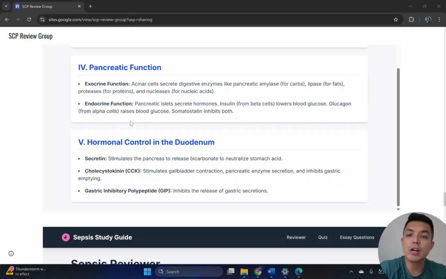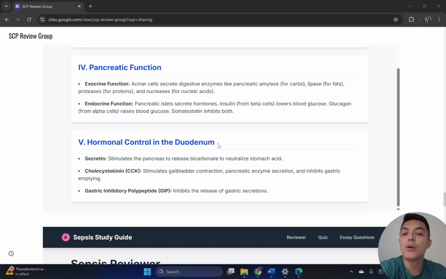Next is endocrine function. So pancreatic islets secrete hormones, so insulin from beta cells that lowers blood glucose, and glucagon from alpha cells, which raises blood glucose, and somatostatin inhibits both.